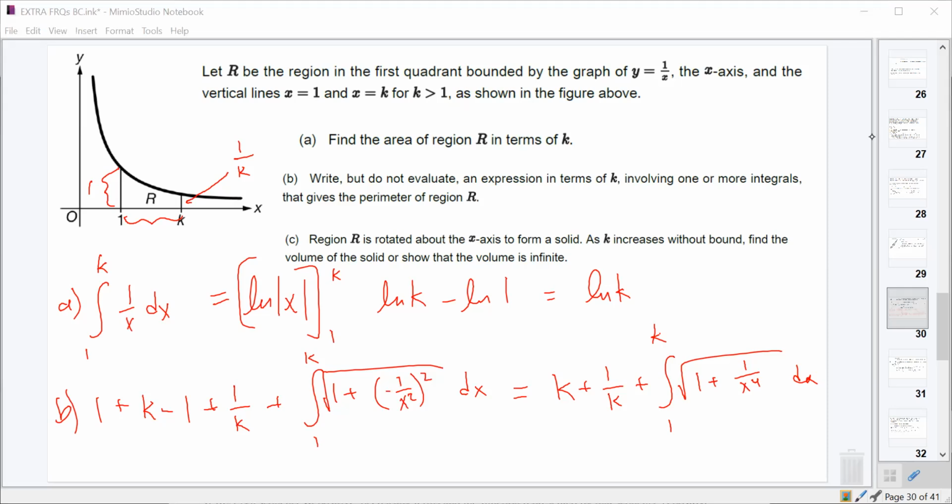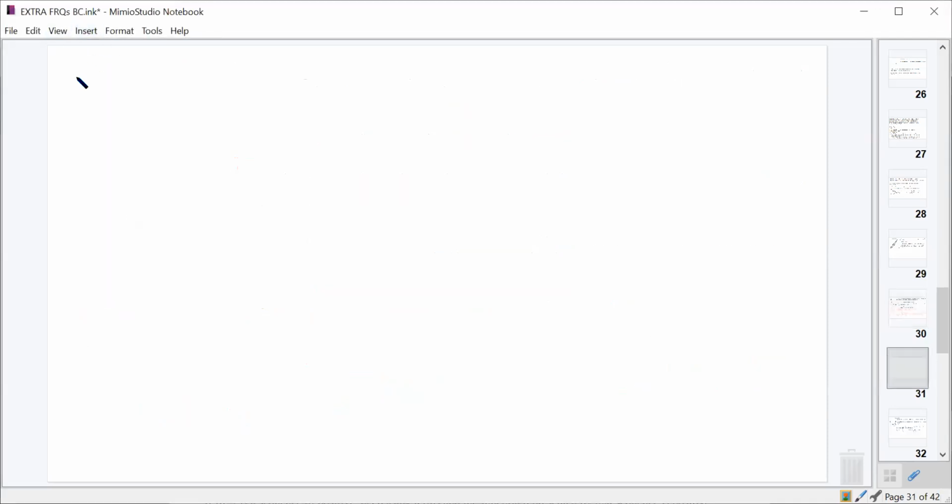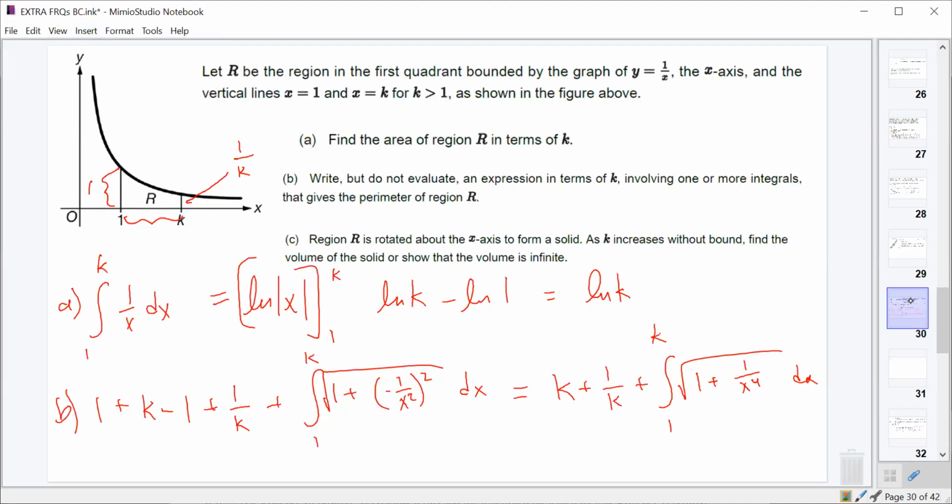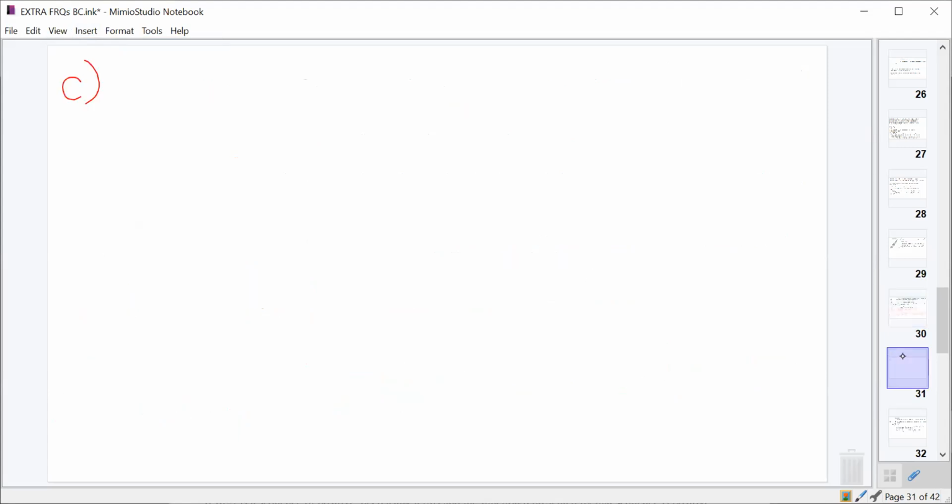All right, cool. So then for part C, which is the part where you get yourself an improper integral, we're going to take region R and rotate it about the x-axis to form a solid. And then we're going to talk about as k increases without bounds, so k is going towards infinity, find the volume of that solid or show that that volume is infinite. And so I will tell you this right off the bat.